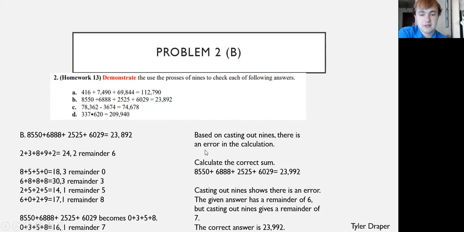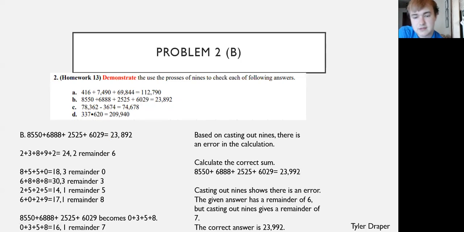Based on casting out 9s, there's an error in the calculation because our answer has a remainder of 6. This one has a remainder of 7. After we add it up, we see that the answer was wrong in the first place, and it was 23,992 that it's supposed to be.